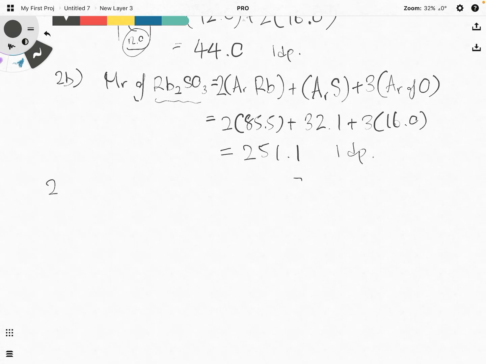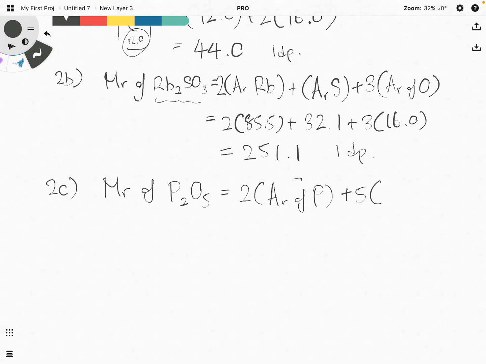Next, let's go to question 2c. Question 2c asks you for the relative molecular mass of diphosphorus pentoxide. Diphosphorus pentoxide looks like this, P2O5. 2 phosphorus, 5 oxygens. Okay, 2 phosphorus. So what's the Ar of phosphorus? And what is 5 times the Ar of oxygen?